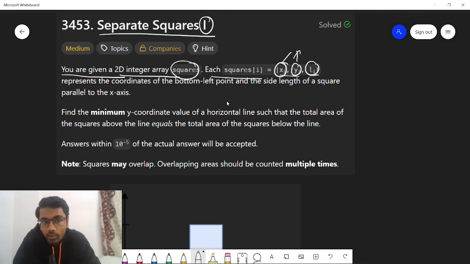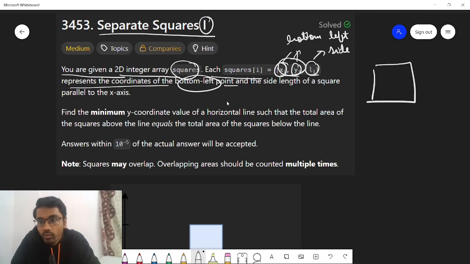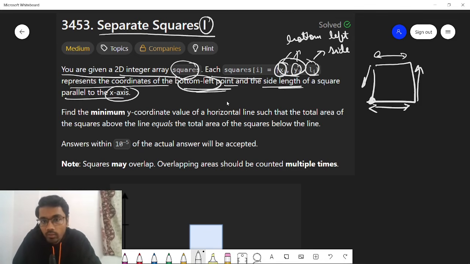So these are the coordinates and this is the side of the square. The coordinates represent the bottom left point, so basically these coordinates are nothing but the bottom left coordinates of that particular square. So if a square is given in this squares array, its bottom left is given and its side is given. With the help of that we can get all of the other coordinates as well. So basically the bottom left point and the side length of the square, which is parallel to the x-axis, are given to us.